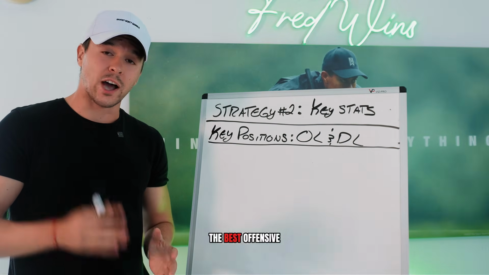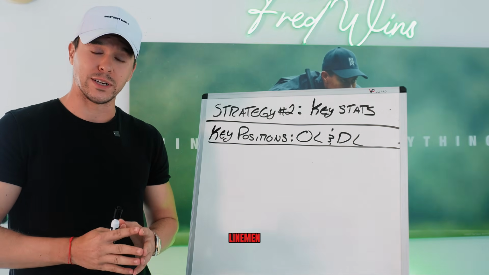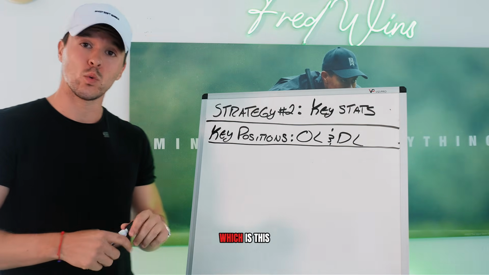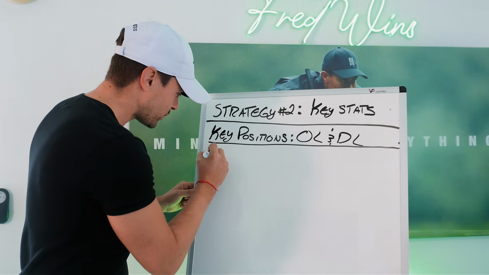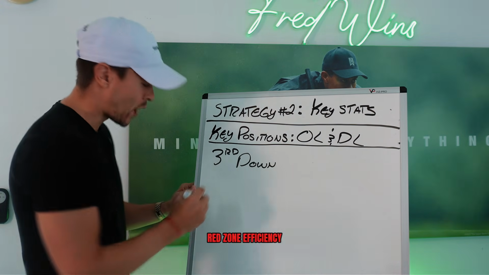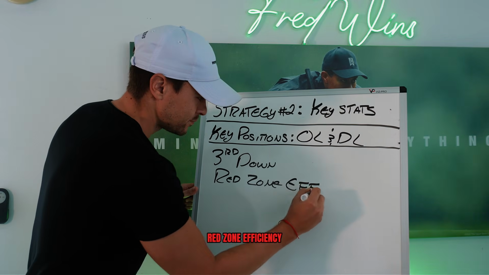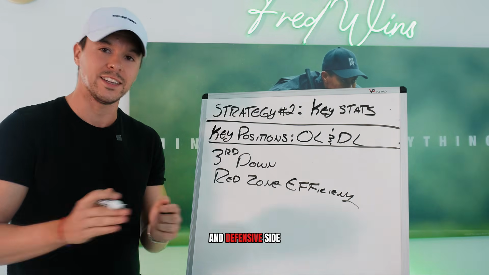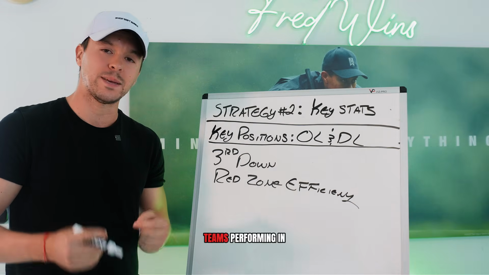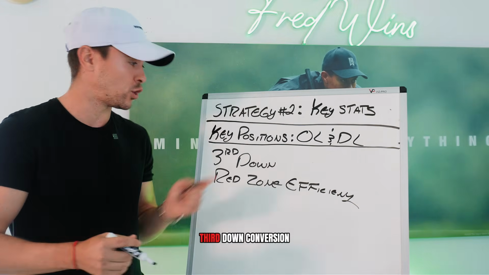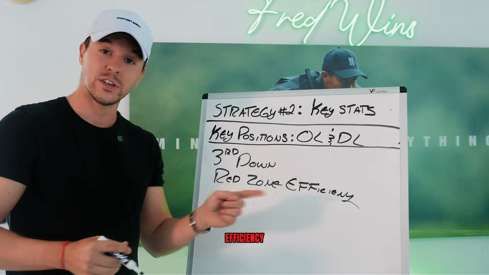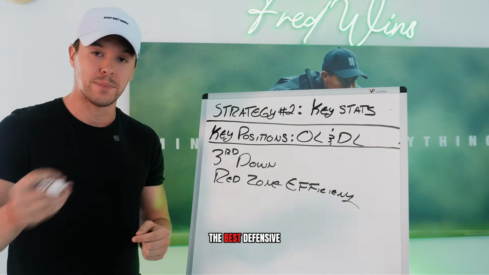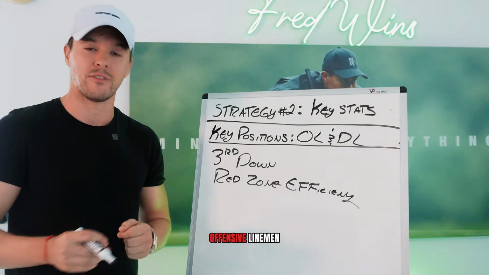So when do the best offensive linemen and defensive linemen come into the game and play? It's typically the most important one, which is this one. It's third down and red zone efficiency. Now the important part is to look for the offensive side of things and defensive side of things. How are these teams performing in offensive third down conversion and red zone efficiency, and defensively as well? That is typically when you see the best defensive linemen and the best offensive linemen.